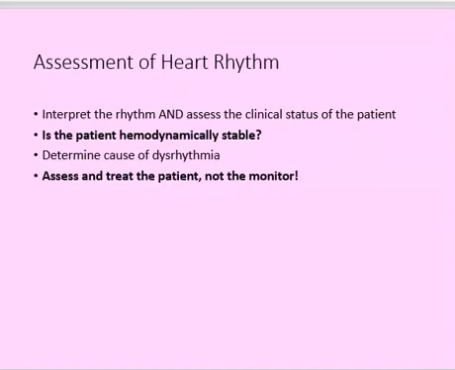So with assessment of a heart rhythm, we're going to put a name to the rhythm, but the big thing is assess your client. That's your first line. Is my client stable with this rhythm? Then determine the cause of it. Assess and treat the patient. Don't treat the monitor. You'd be amazed at how much people can handle.